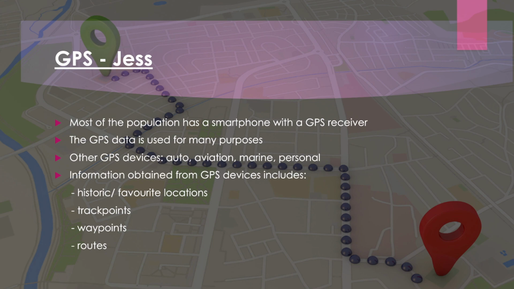Mobile phones aren't the only GPS devices used today. Other GPS devices include auto, aviation, and marine devices, as well as personal GPS devices, with auto devices being the most popular. Information obtained from GPS devices includes historical favourite locations, track points where the GPS has been, waypoints the user saved as a location of interest, and routes for navigation.